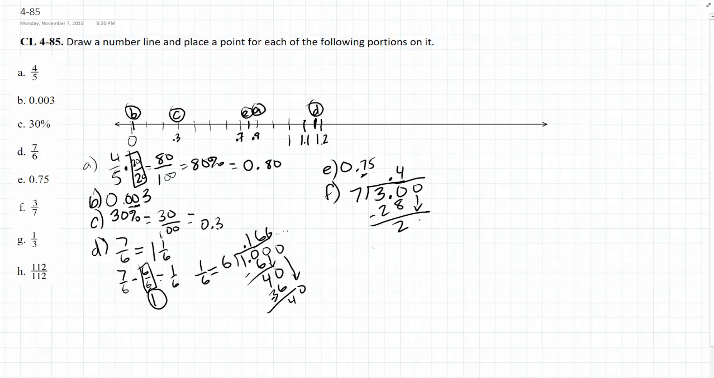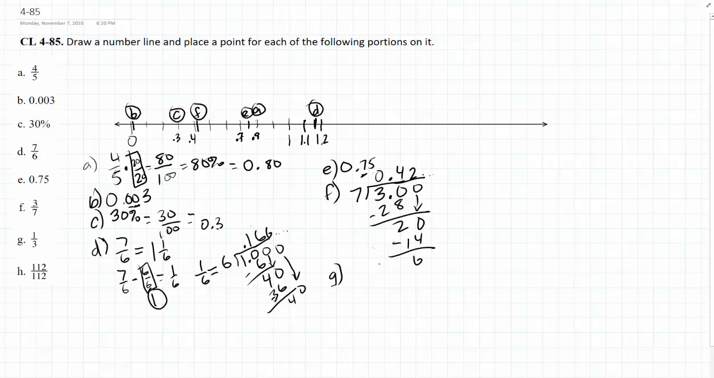Drop the 0. 7 goes into 20 just 2 times. 2 times 7 is 14. We're still going to have a remainder, and it's going to continue, but we don't have to be so precise. We have 0 and 42 hundredths. So if we look here, we have 3/10, and this is 4/10 here. So 0 and 42 hundredths should go just right after 4/10. So that's where F is.